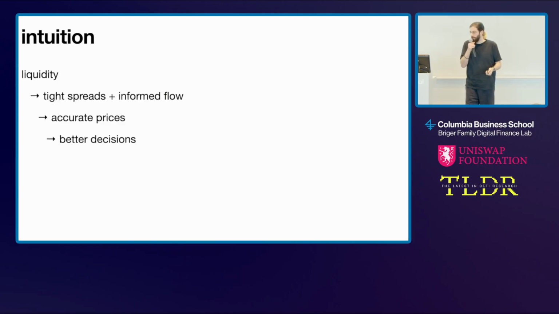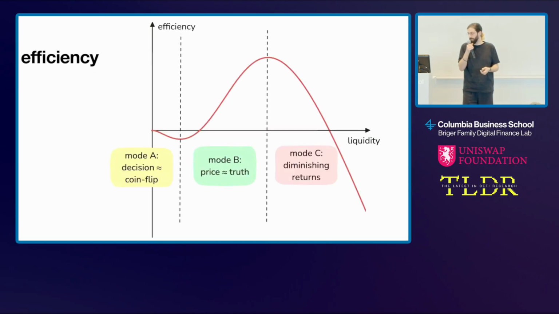So to get this working, the intuition is essentially that you need liquidity. Liquidity is there to have tighter spreads, so basically you cancel out noise from those noise trades, but also importantly to elicit private information. So you want informed flow, and informed flow in that case is people who know things about the DAO, about the project that is undergoing this. From that, you get more accurate prices, and thus you make better decisions.